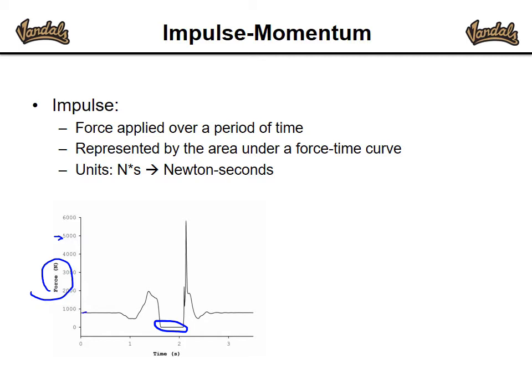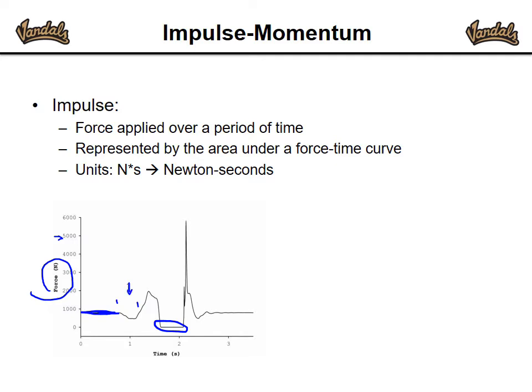And then you'll see this portion at the beginning here where the value is not really changing. It's fluctuating a little bit, but it's not really changing. And this would be the body weight of the individual. This phase here, we would call the counter movement, so the downward motion, and then we have the upward motion leading to the jump.